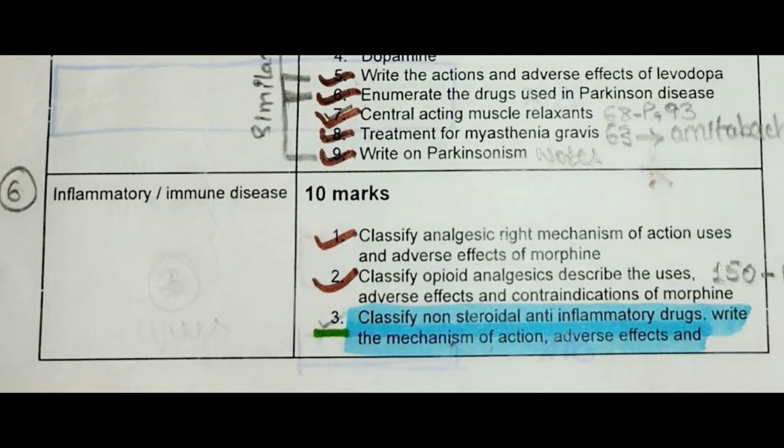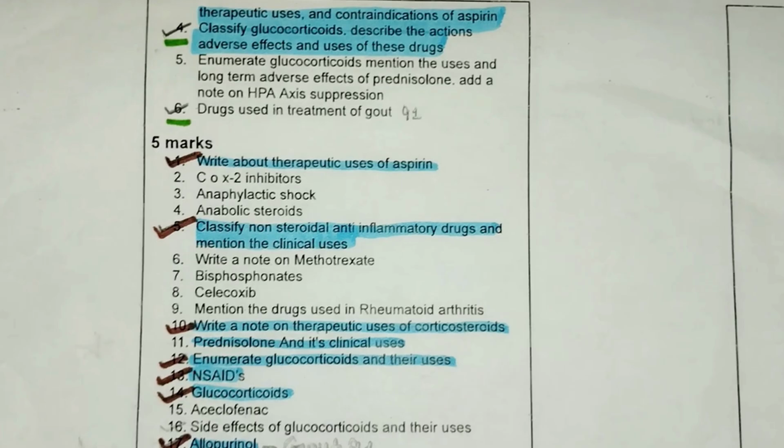action and adverse effects, therapeutic uses and contraindications of aspirin. Fourth one, classify glucocorticoids. Describe the action, adverse effects and uses of these drugs. Fifth one, enumerate glucocorticoids. Mention the uses and long-term adverse effects of prednisolone and add a note on HPA axis suppression. Sixth one, drugs used in the treatment of gout.